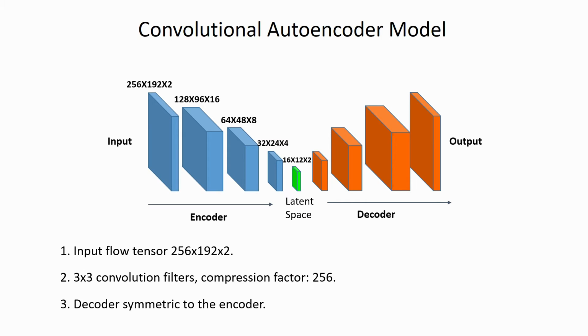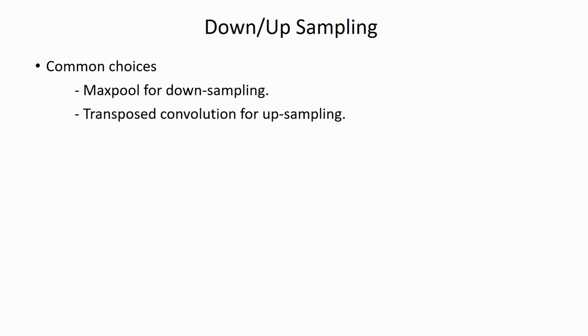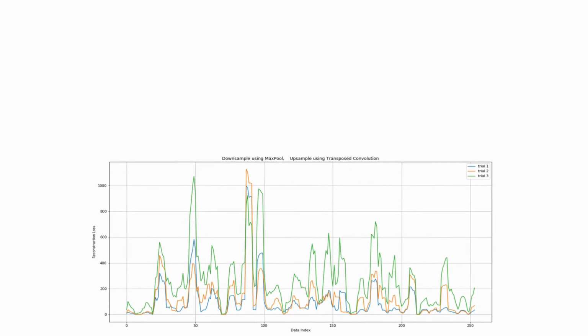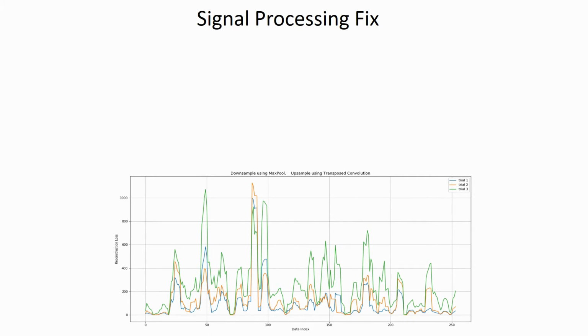For downsampling and upsampling operations in our convolutional autoencoder, common choices are to use max pooling and transposed convolution, but these methods ignore the Nyquist sampling criteria and make our network highly stochastic. The figure here shows the reconstruction loss is very different for 3 different training trials. So we propose a signal processing fix.